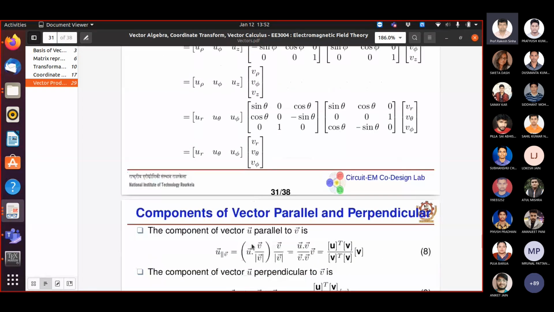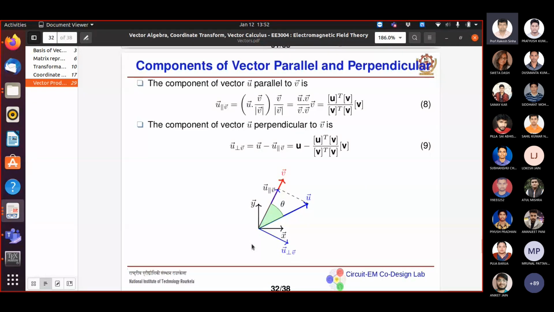What I was talking about maybe last class is the component of a vector parallel or perpendicular to another vector. This is very important to understand in order to find the parallel component. Let's say U is composed of two orthogonal components, where one component is parallel in the V direction.